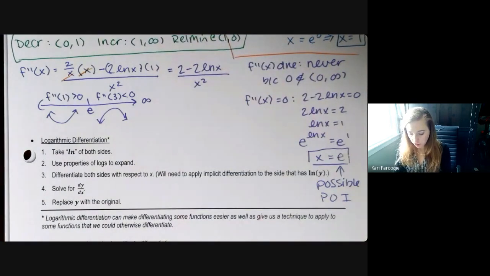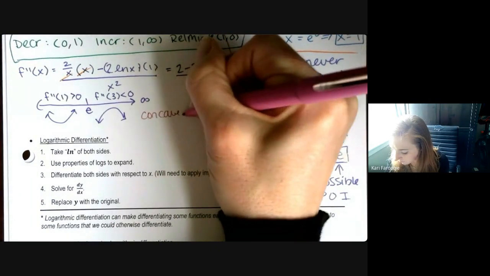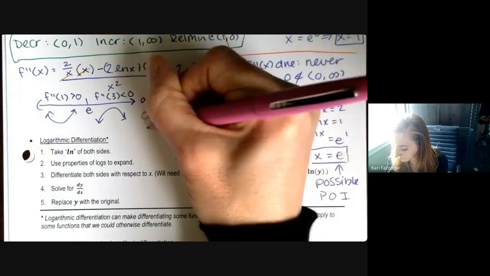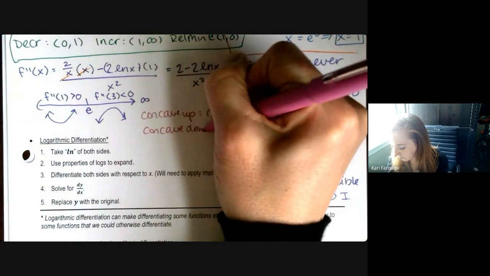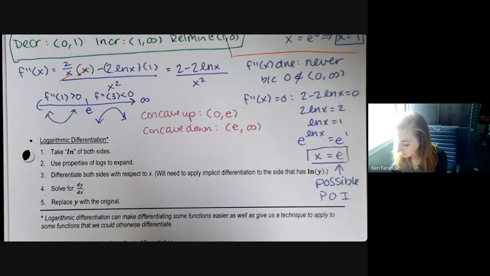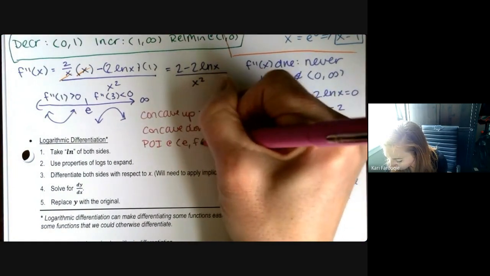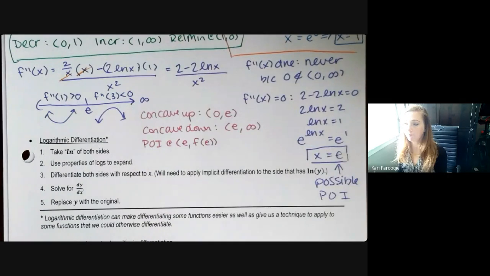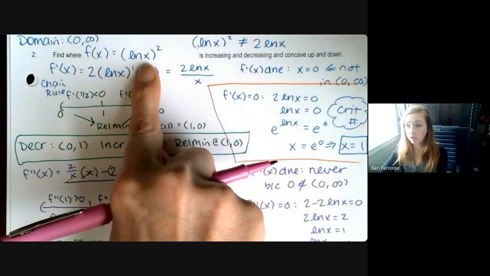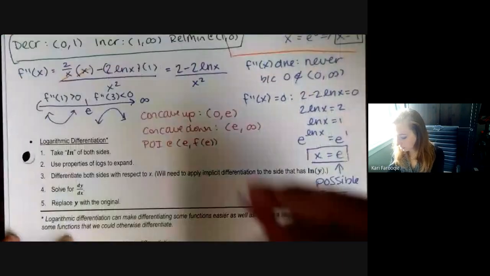So let's make our conclusion, and then we'll find that value. So we'll say concave up on 0 to e, concave down from e to infinity, and then we have a point of inflection at e, f of e. Well, f of e is just going to be ln e squared. Ln of e is 1. Square it and you still get 1.